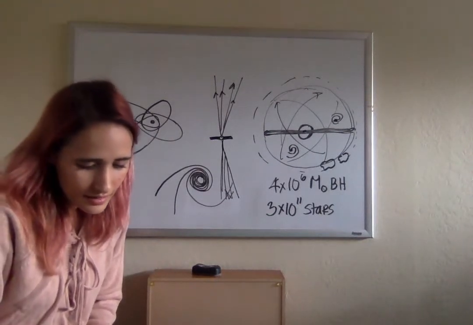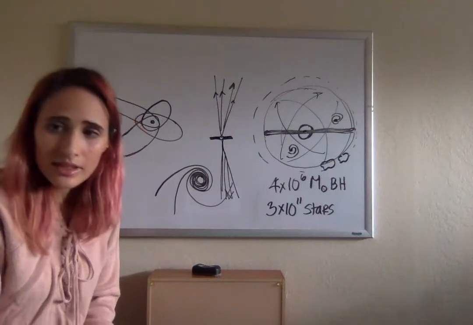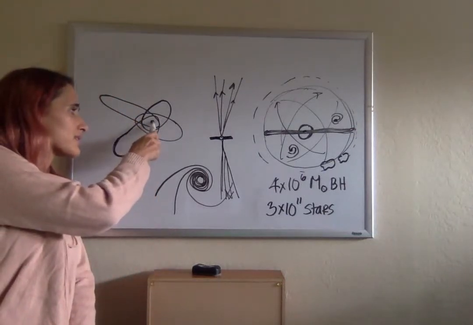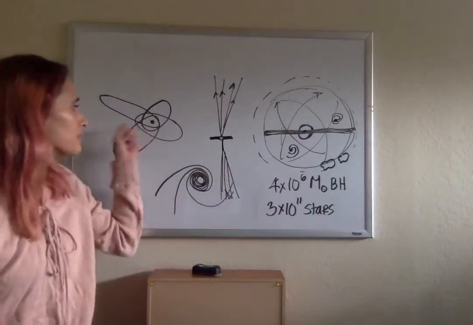Orbits of stars near the center of the galaxy, that is true. That's how we know that there's something really massive there. That's how we can measure the mass, by looking at these orbits.